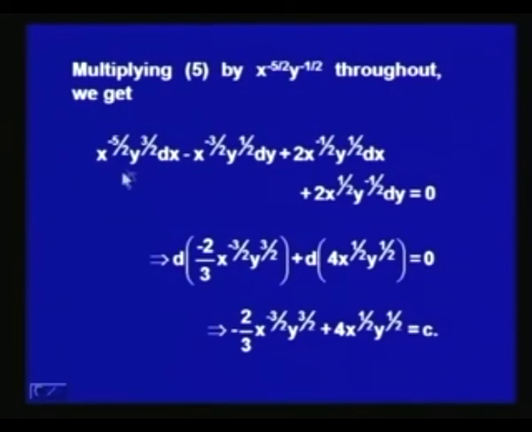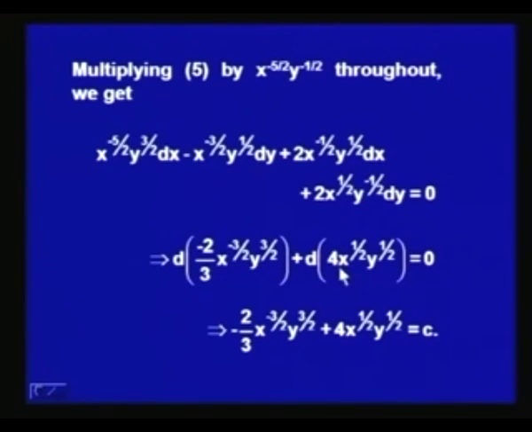minus half. So, let us multiply the given equation by x to the power minus 5 by 2 into y to the power minus half throughout. We shall have x to the power minus 5 by 2 y to the power 3 by 2 dx minus x to the power minus 3 by 2 into y to the power half dy plus 2x to the power minus half into y to the power half dx plus 2x to the power half y to the power minus half dy equal to 0, which is an exact differential of minus 2 over 3 x to the power minus 3 by 2 into y to the power 3 by 2 plus an exact differential of 4x to the power half y to the power half equal to 0.